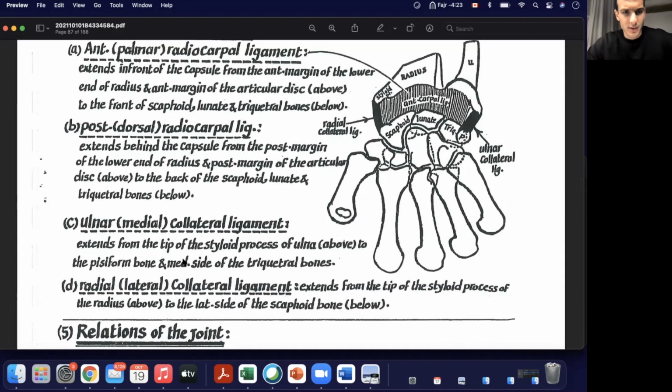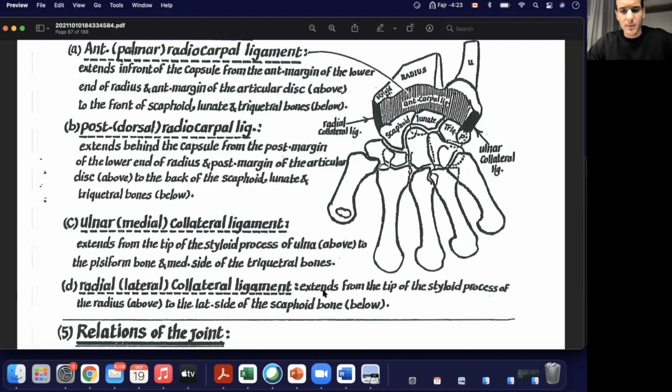The ulnar collateral extends from the tip of the styloid process of the ulna. There's a styloid process here for the ulna, and it extends from here to the pisiform. Pisiform is this bone that I know you always wondered about. What's this protuberance at the beginning of my hand? This is the pisiform. So the ulnar collateral extends from the styloid process of the ulna to the pisiform.